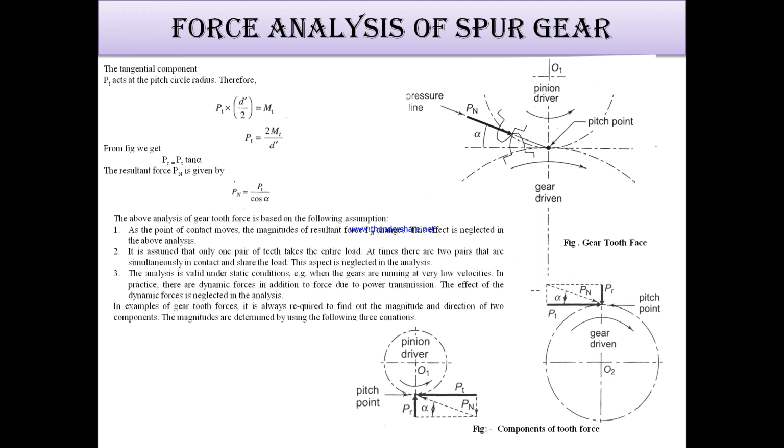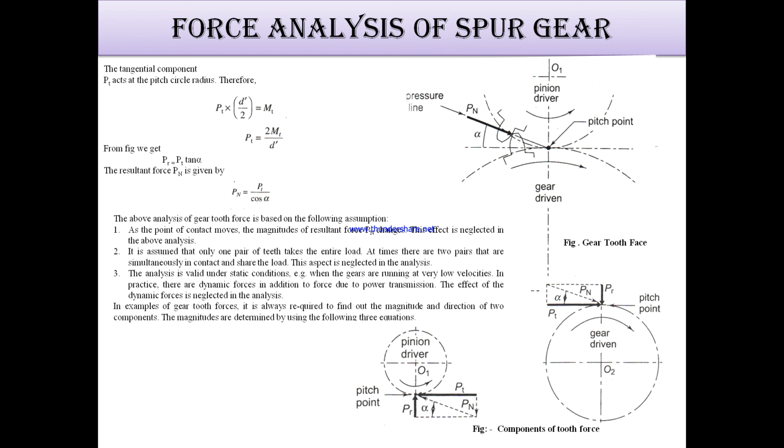There are some assumptions which are taken for deriving these equations. As the point of contact moves, the magnitude of the resultant force Pn changes. This effect is neglected in the above analysis. It is neglected because as the contact moves the Pn changes, but we neglect this in the analysis.